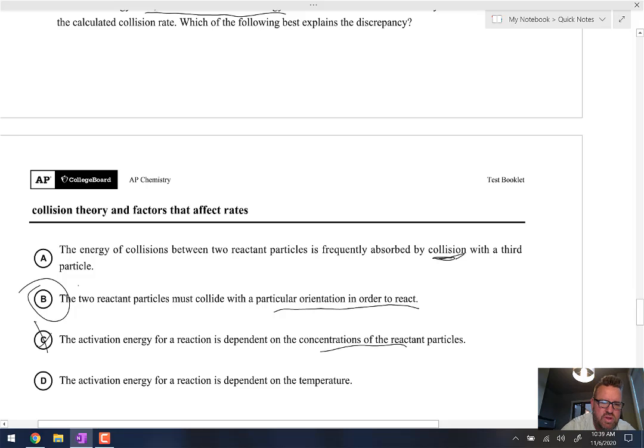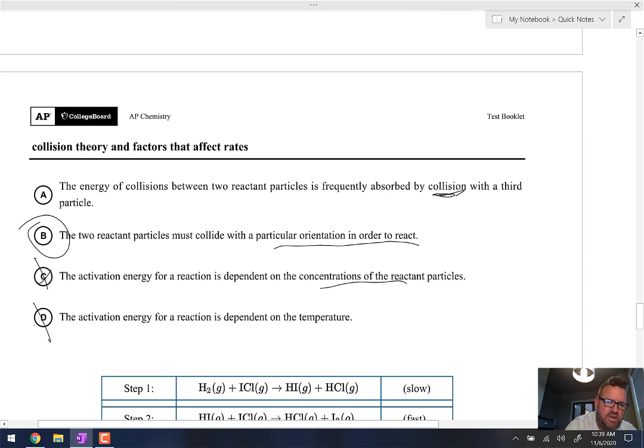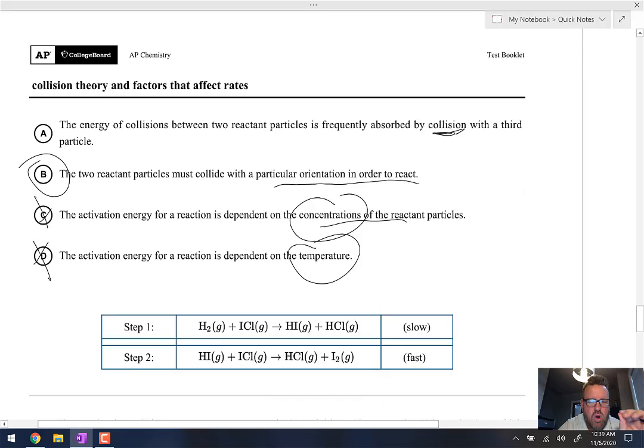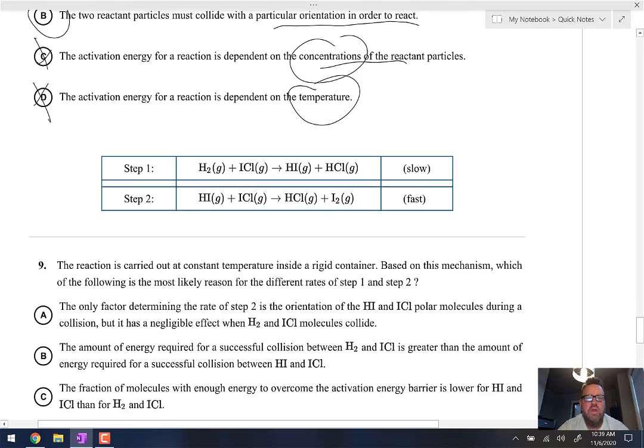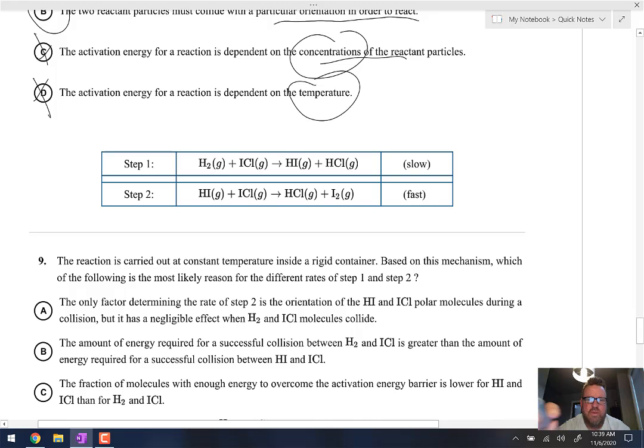Okay, the activation energy is dependent on the concentrations. That's not true. The activation energy is dependent on the temperature. Again, not true. Neither of those two things cause the activation energy to change. See how many times I brought that up now? That's a big, big misunderstanding that students think that temperature and concentrations can cause activation energy to change, and they don't. Only catalysts do.